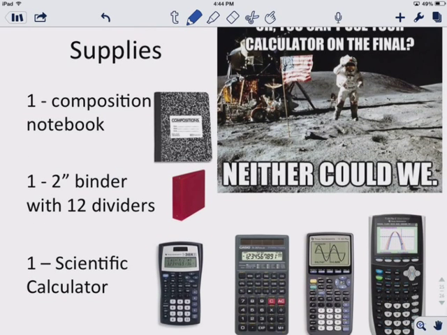Supplies that you need: a composition notebook. You can pick those up at Walmart, Office Depot. It can be any color, but make sure that it's a composition notebook and that it's a hardcover. And then a 2-inch binder with 12 dividers and a scientific calculator. You don't need a graphing calculator. If you have one, that's fine, but the base calculator that you need for this is, I believe, like $10 at Walmart. Great calculator, lasts you a long time. That's all you need for my class. It's really helpful to have your own calculator just so that you get used to using it, and so that when it comes to a test you can use it, you know where all the buttons are, and you're not searching for a button on a calculator that you're not used to.